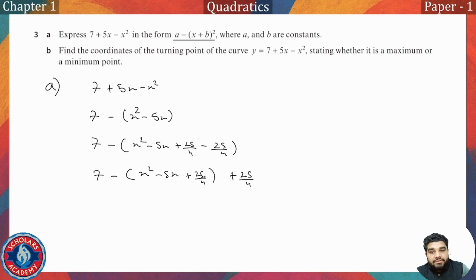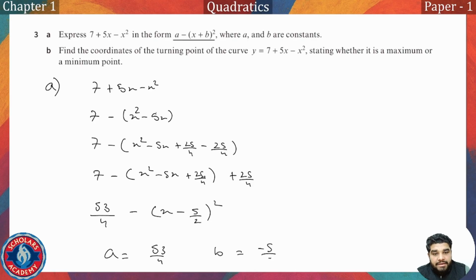So 25 by 4 added with 7 gives us 53 by 4, and negative of (x minus 5 by 2) whole square. I hope it is clear. And if we compare it with the given equation, we get a is equal to 53 by 4 and b is equal to negative 5 by 2. So these are the values of a and b.